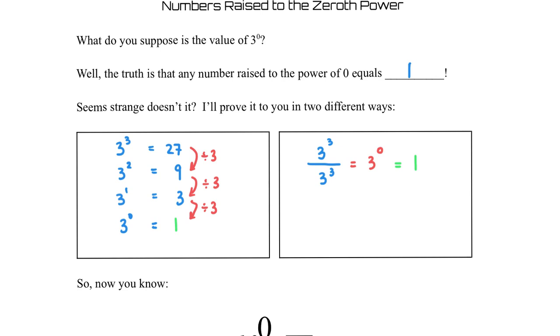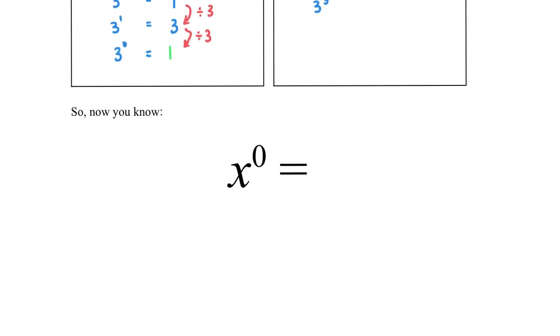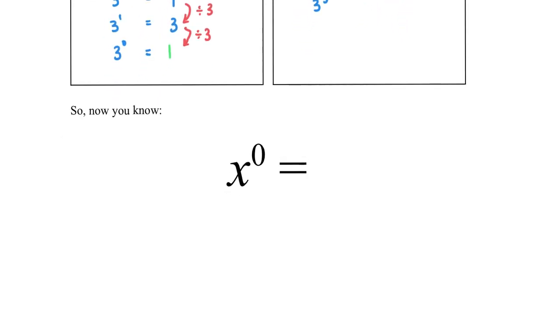So there, I proved it to you 2 different ways. You can't argue with it. It is factual. So now you know that any number, or variable for that matter, raised to the 0 power, it's going to be 1. That's that.